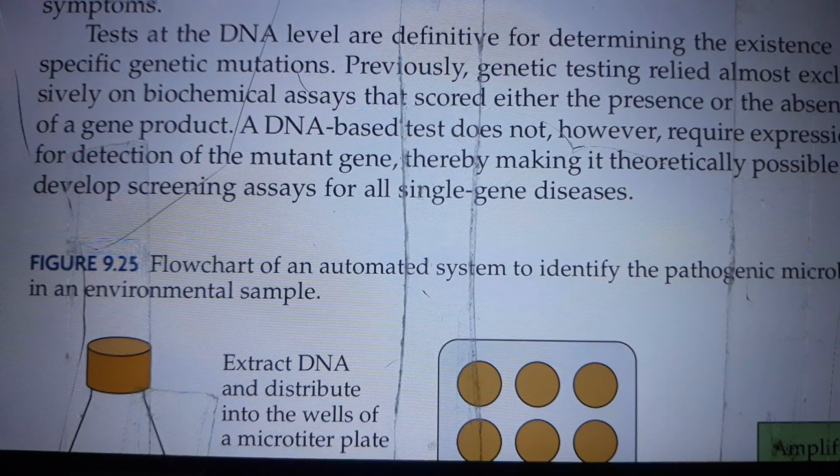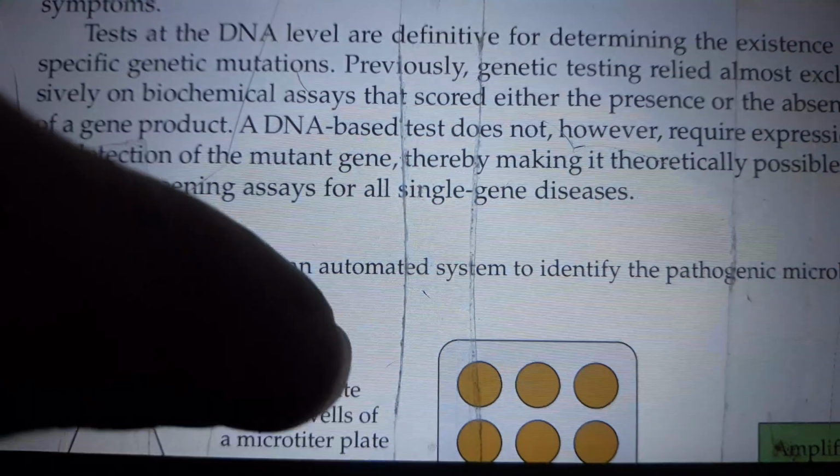Previously, genetic testing relied almost exclusively on biochemical assays that scored either the presence or the absence of a gene product. A DNA-based test does not, however, require expression for detection of the mutant gene, thereby making it theoretically possible to develop screening assays for all single-gene diseases.